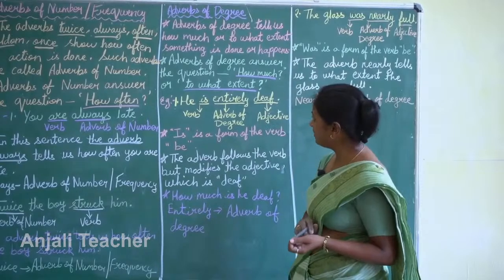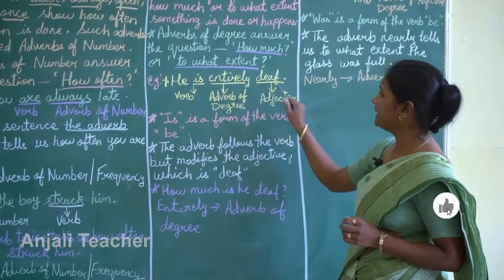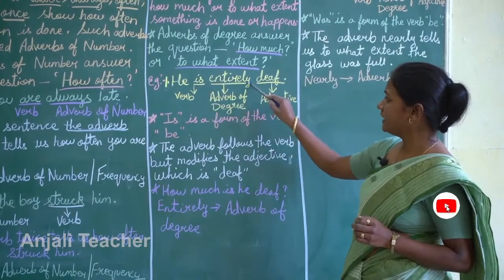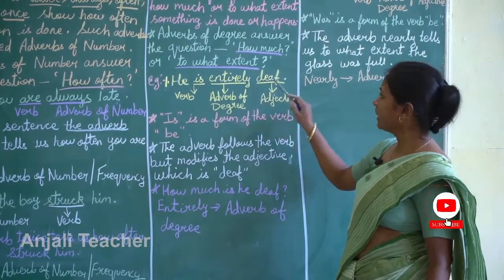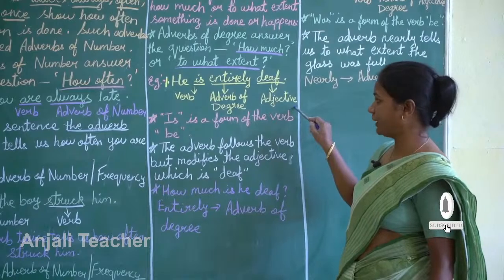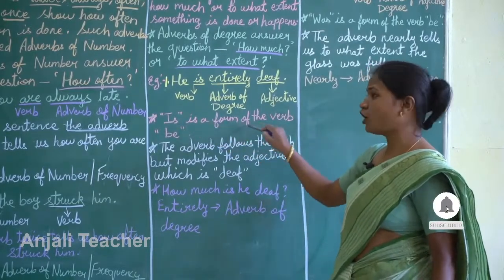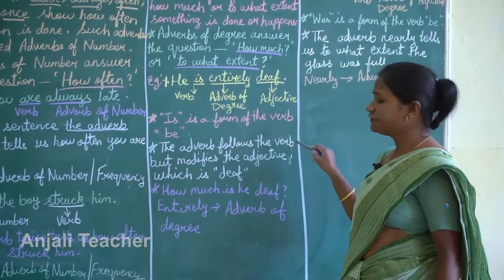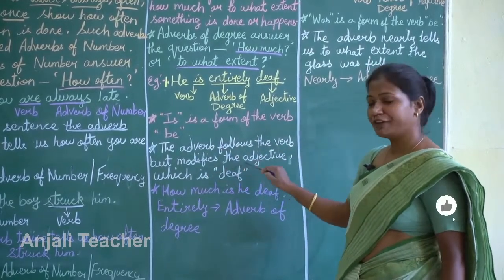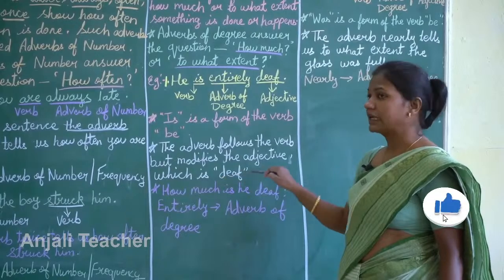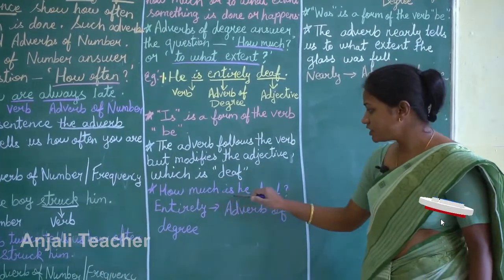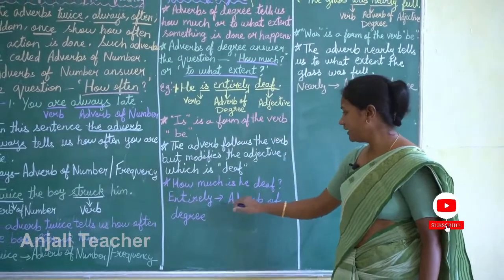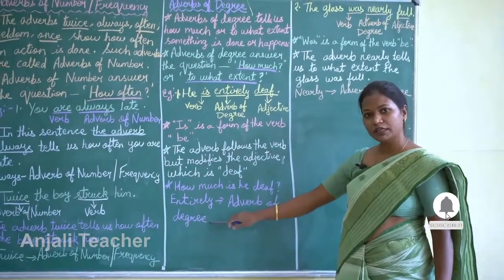Now see the example. He is entirely deaf. Here is is the verb, entirely is the adverb of degree, deaf is the adjective. Now you know that is is a form of the verb be. The adverb follows the verb but modifies the adjective, which is deaf. How much is he deaf? He is entirely deaf. So entirely is the adverb of degree.